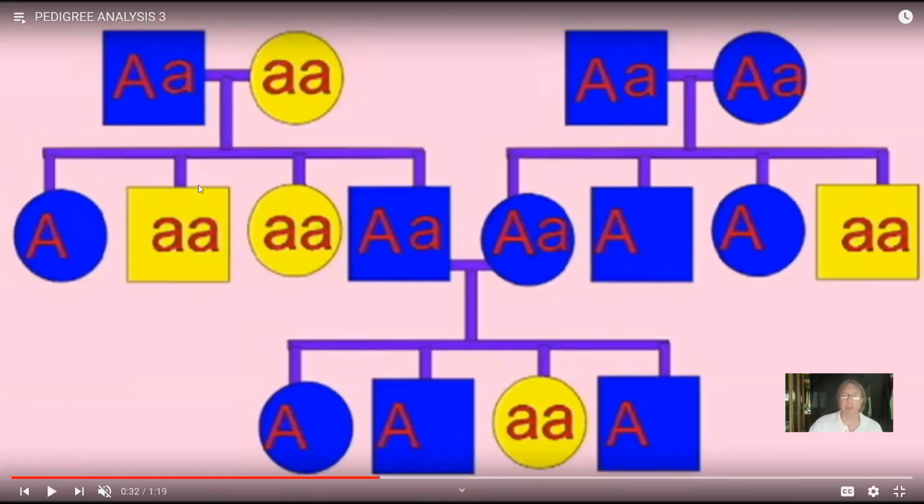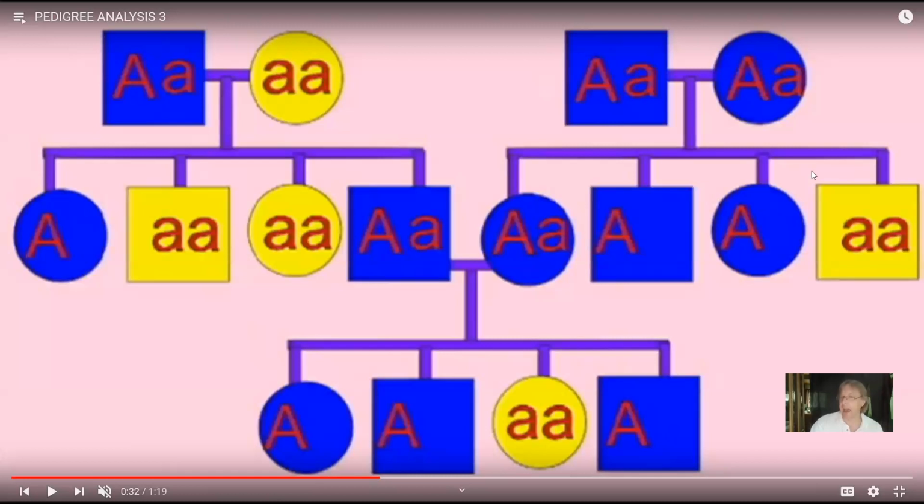So, for example, this man had 2 children who were homozygous recessive, receiving a recessive allele from each parent. The only way that you can be homozygous recessive is if each parent gives you a recessive allele. This man must have had a recessive allele to give, so he must be a heterozygote.